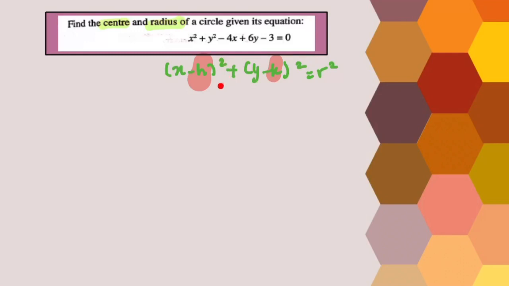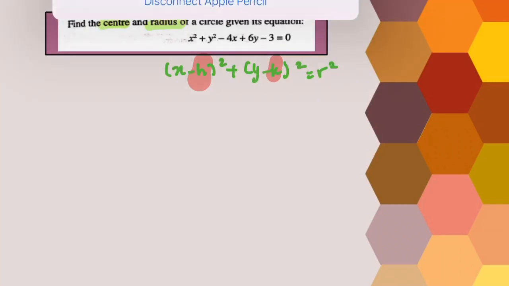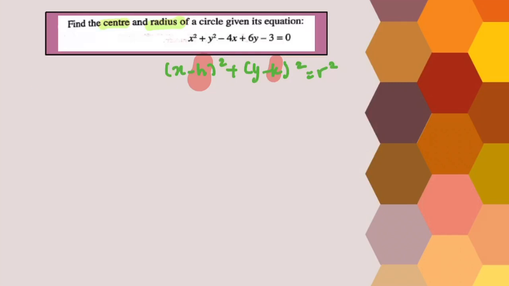So in order to do that, we need to complete the square for x, and we need to complete the square for y in order for us to get (h, k) here. And then all other constants we bring to the other side, and then if we square root this number here, we can get our r. So let's start off with the completing square.